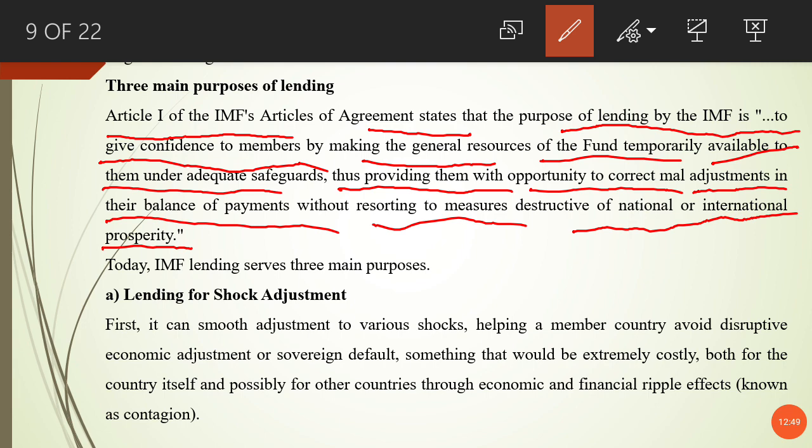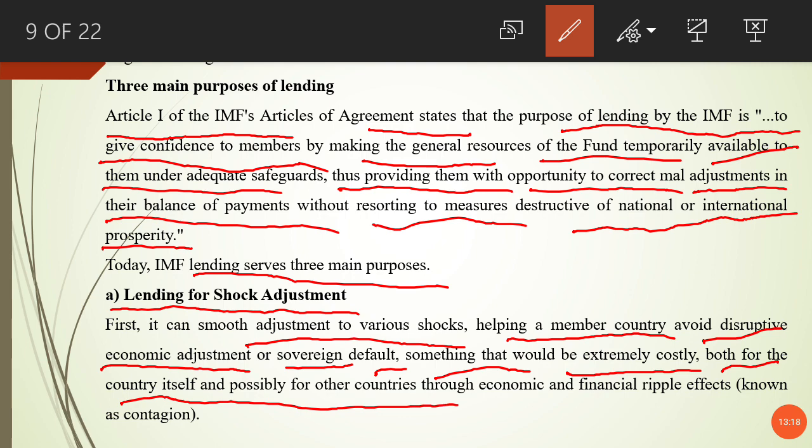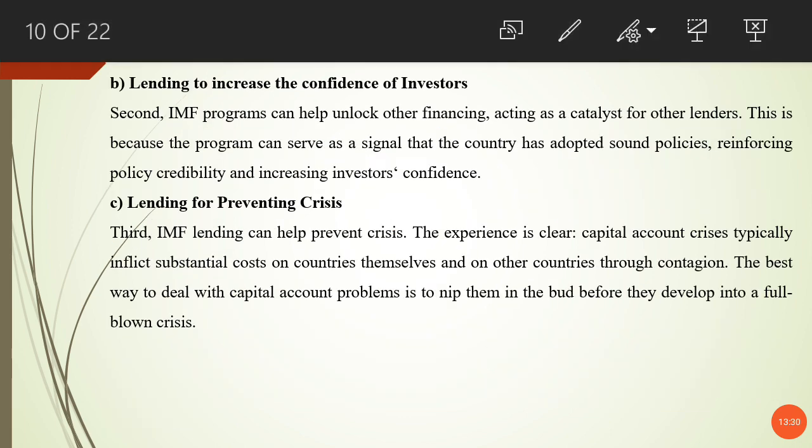Today, International Monetary Fund lending serves 3 main purposes. A. Lending for shock adjustment. First, it can smooth adjustment to various shocks, helping a member country avoid disruptive economic adjustment or sovereign default, something that would be extremely costly both for the country itself and possibly for other countries through economic and financial ripple effects known as contagion.